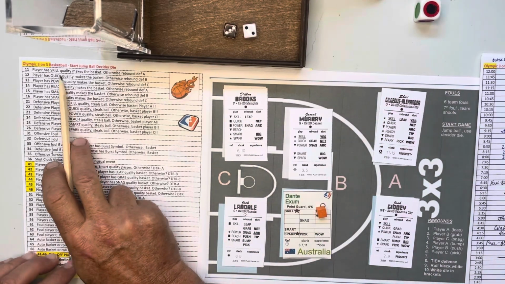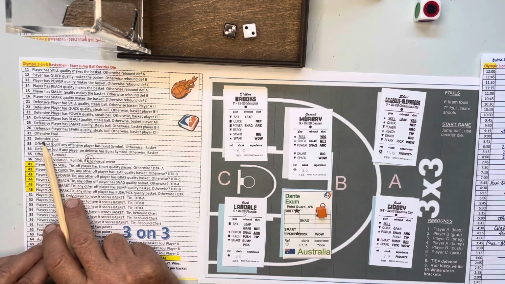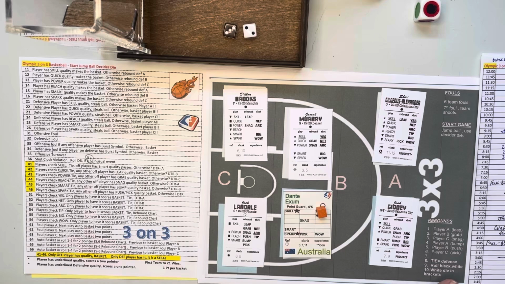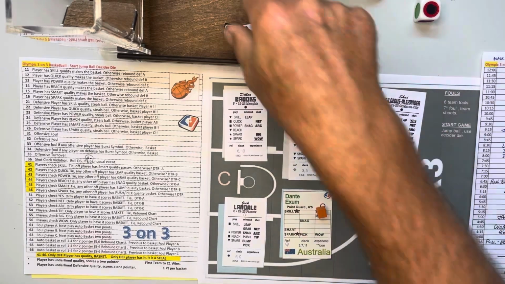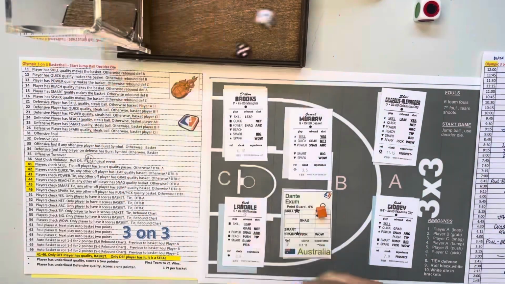So I go to the chart that determines the play. 32 is a defensive foul. So Murray is going to get a defensive foul. So Canada, that is their second foul, and it is Australia's ball again. So 7:45 to go, 6-5 Canada.